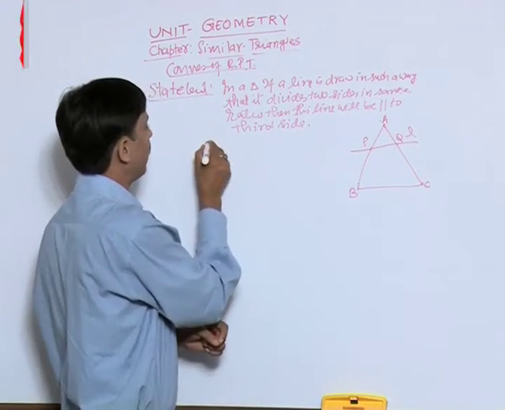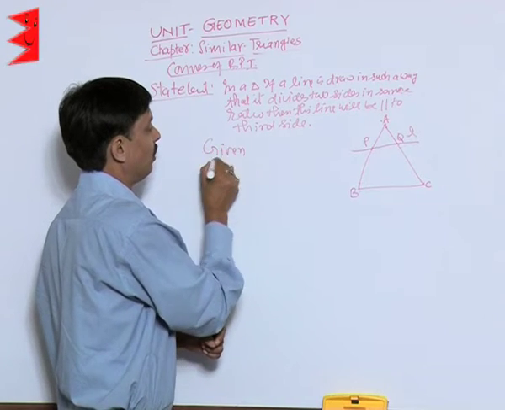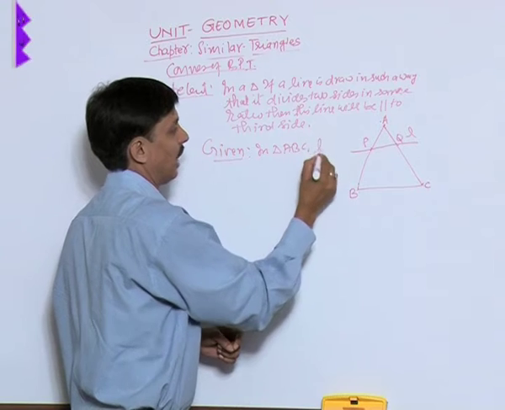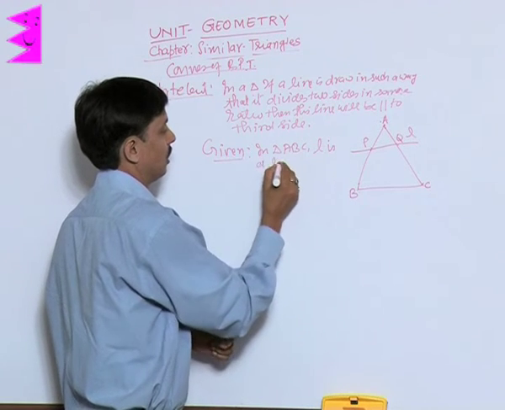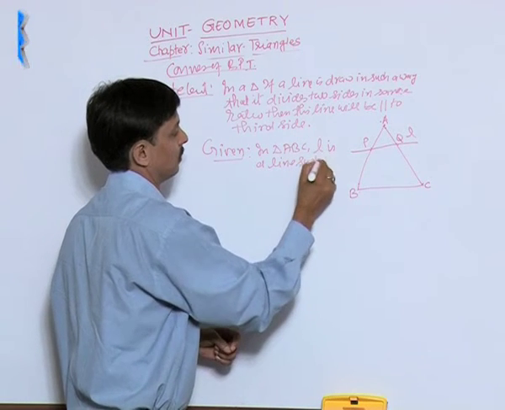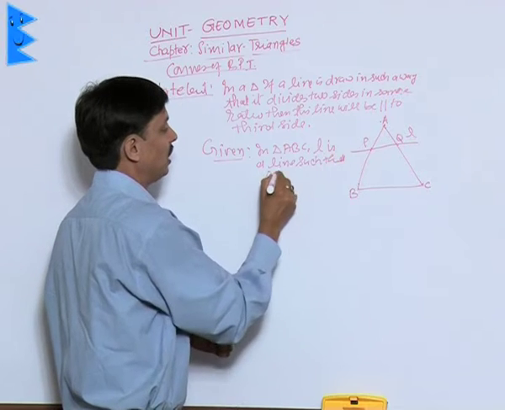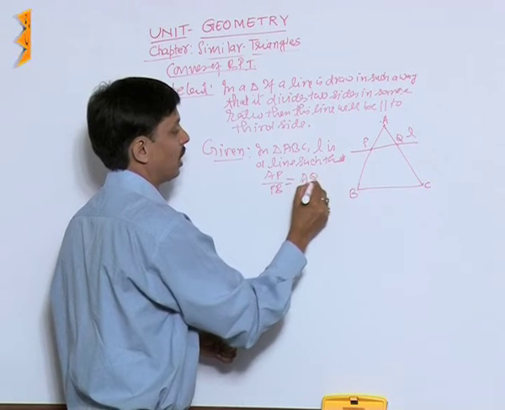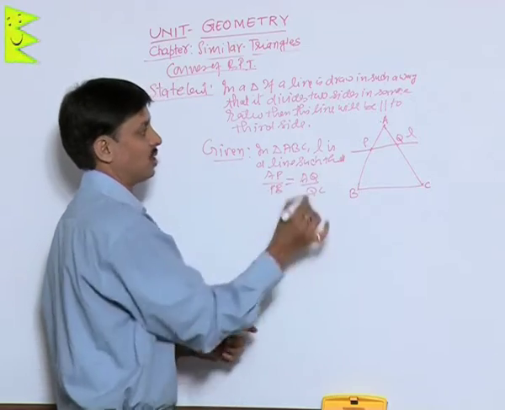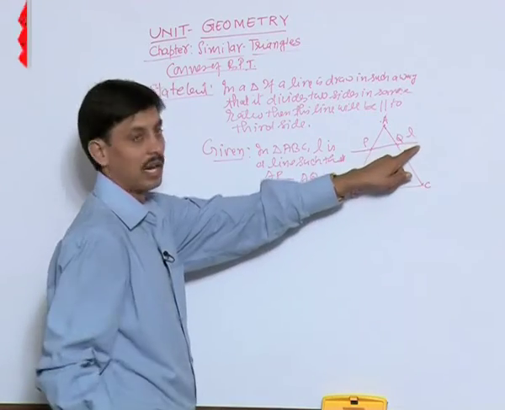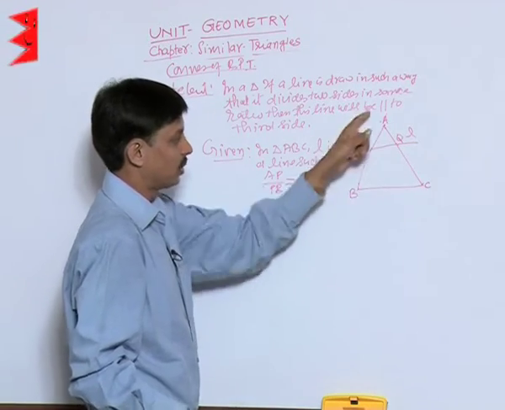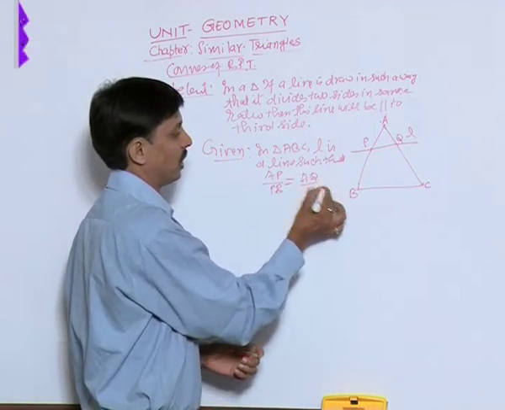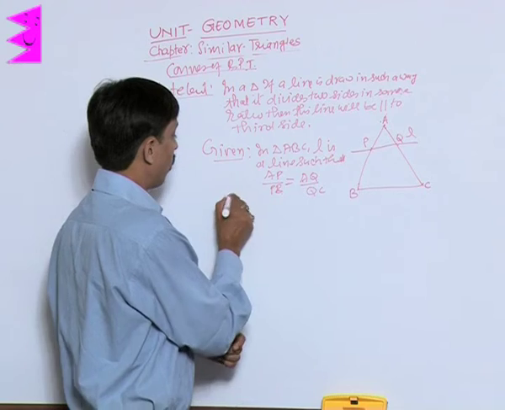So what will we write here in given? In triangle ABC, L is a line such that AP upon PB is equal to AQ upon QC. This much is given in triangle ABC. L is a line which is drawn to intersect two sides in equal ratio, that is, AP by PB is equal to AQ by QC. This is given.